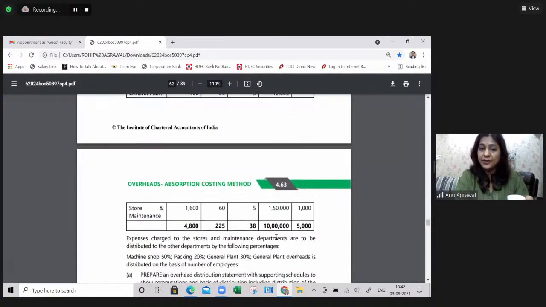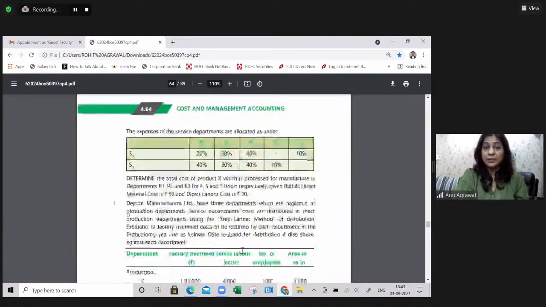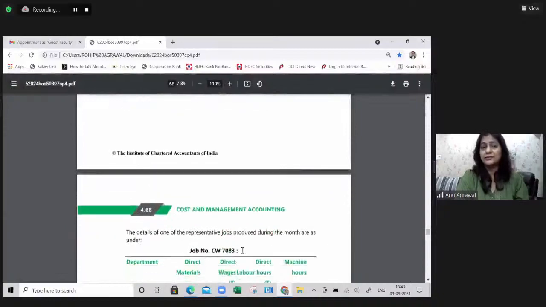And then after you have divided the expenses of the service department, you will allocate the expenses of that department over machine, packing and general plant in this ratio, and the expenses of the general plant on the number of employees. So this is what this information is all about. I don't want to solve the sum because it will take a lot of my time. I can just look at the answer of ICAI.